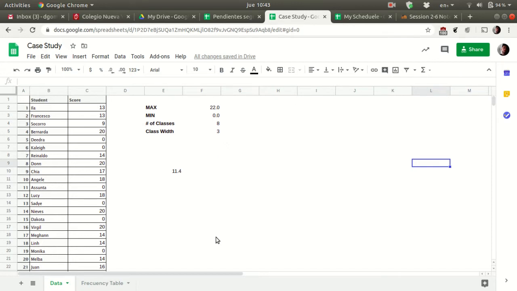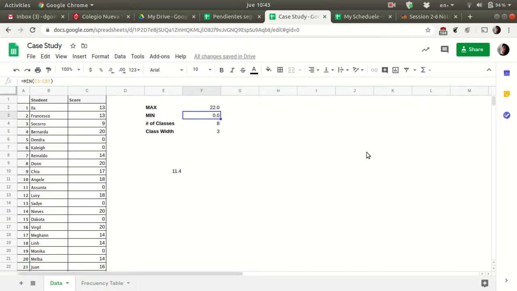Okay. So now the first thing that you might remember from the previous session is that we have to calculate the class width, so the size of each interval. In order to do that, we have a formula, which is to find the range and divide it by the number of classes that I want. So in this case, I have a maximum of 22 marks and a minimum of 0. And we know that the range is going to be the difference.